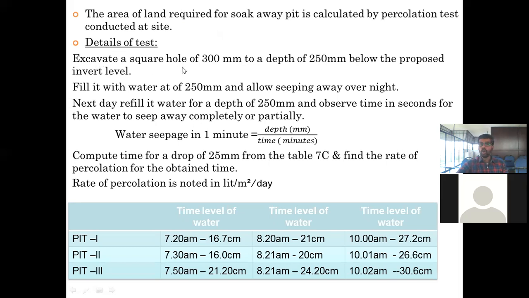Excavate a square hole of 300 mm width to a depth of 250 mm below the proposed invert level. Fill it with water to 250 mm and allow it to seep away overnight.